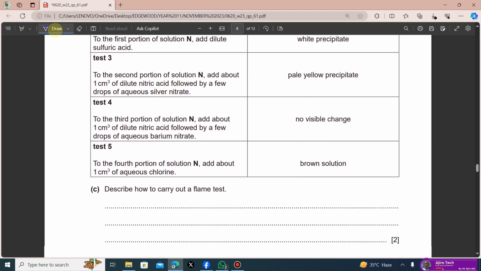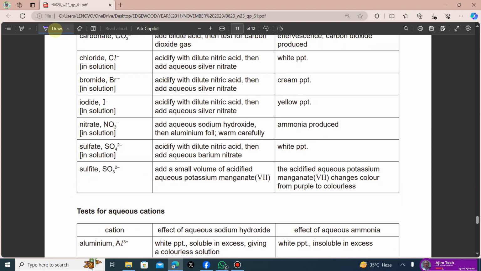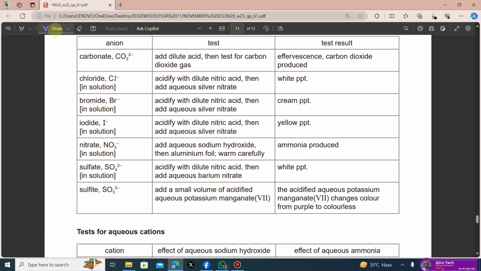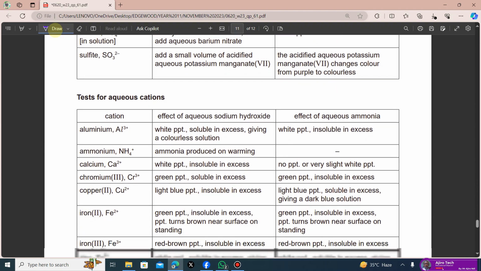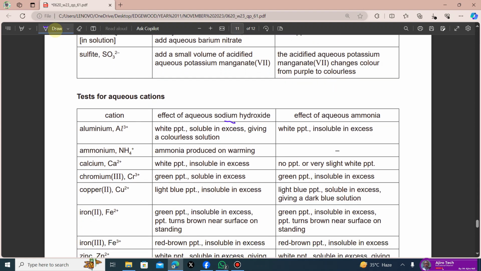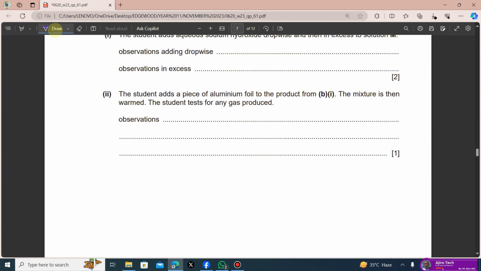So just go back to the table and see where you add aqueous sodium hydroxide to either nitrate or chromium. Now, if you look at nitrate, you're adding aqueous sodium hydroxide and aluminum foil, and you warm carefully. So this does not match the instruction there, which means we are not testing for nitrate yet. So we'll look for chromium. If you add aqueous sodium hydroxide, of course, this aligns with the test for chromium. A green precipitate is formed in drops, which is then soluble in excess. So this is what is applicable to the question, and this should be the answer. We go back and insert the correct answer just by consulting the table.